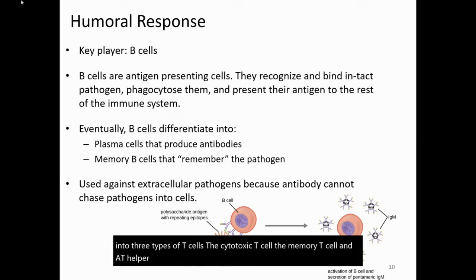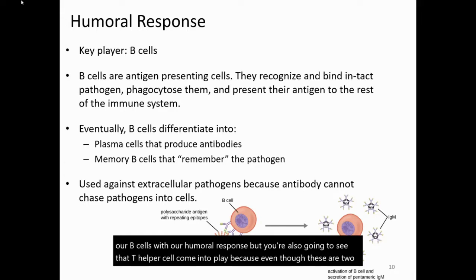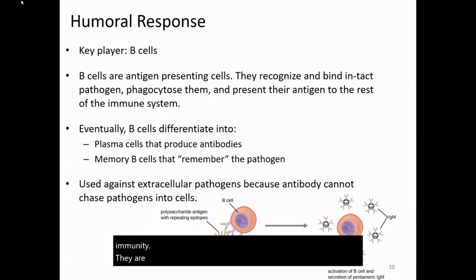Well, this video is where we're going to be focusing on our B cells with our humoral response, but you're also going to see that T helper cell come into play, because even though these are two branches that make up our specific immunity, they are connected to each other. Okay, and T helper cells are kind of going to be that middleman there.